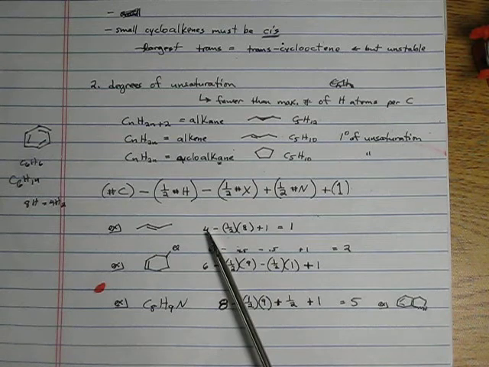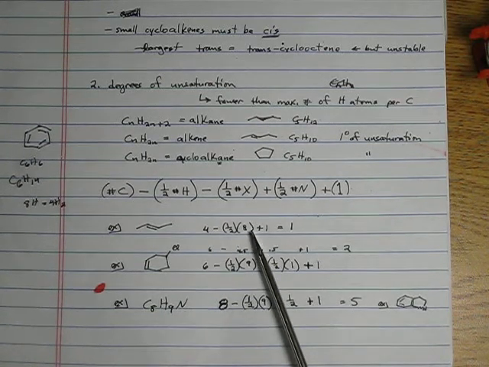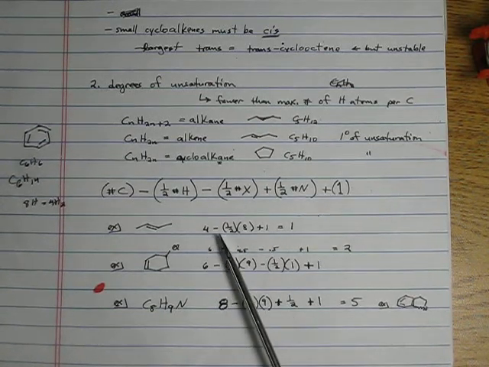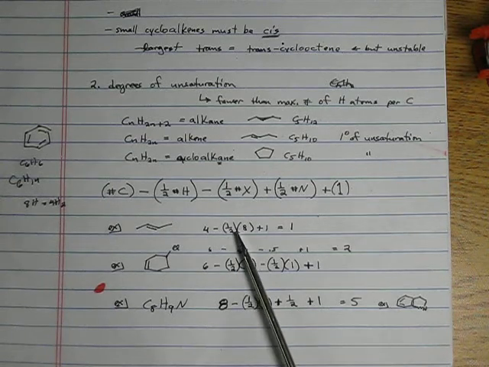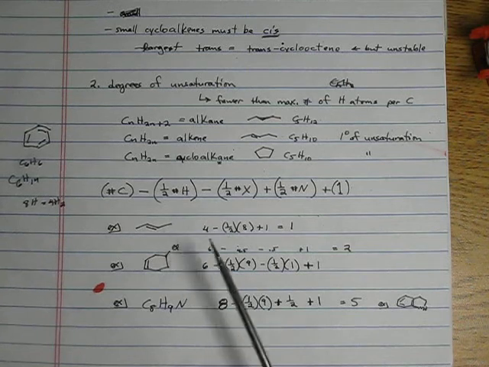So it's 4, the number of carbons, minus 1/2 the number of hydrogens, plus 1. 4 minus 1/2 of 8. Well, half of 8 is 4. 4 minus 4 is 0. 0 plus 1 is 1. Yay! It works.